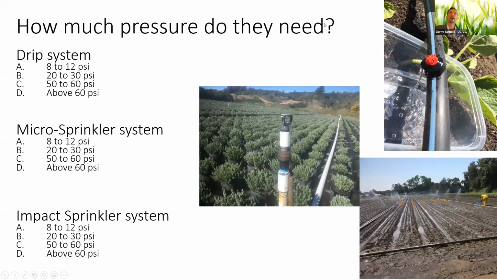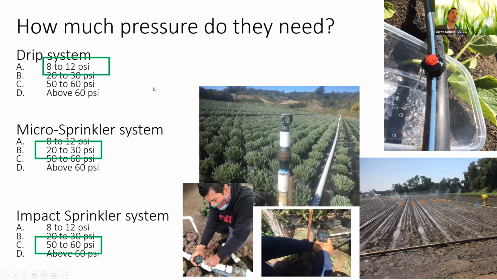So I see that our answers are coming. It's incredible what you can get people to do for only $1. Okay, and the winner is, the answer are about 10 PSI for a drip system, about 20 to 30, there's some variability, in micro sprinklers, and about 50 to 60 in these impact sprinklers that are those that need the most pressure, right?